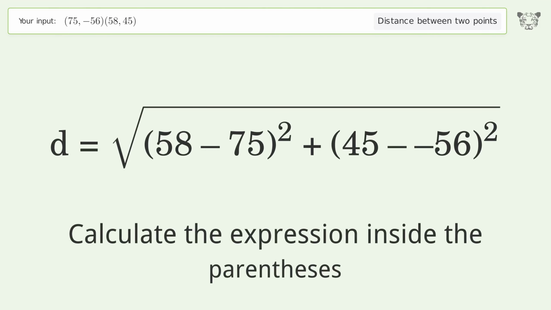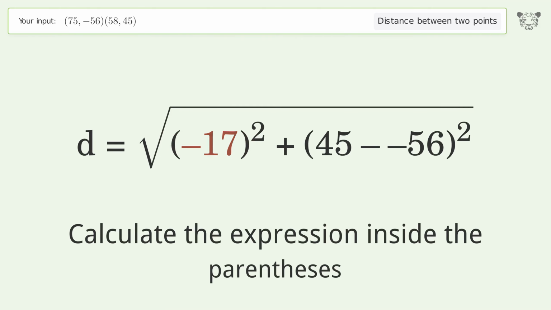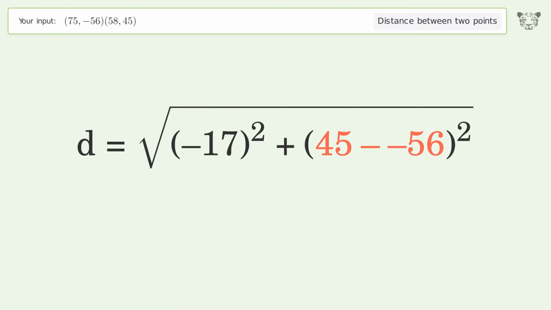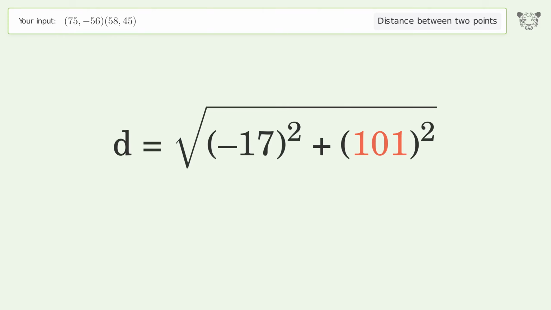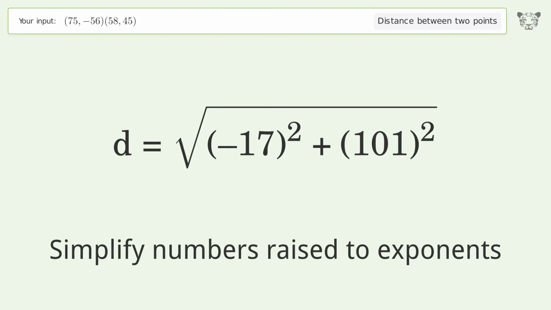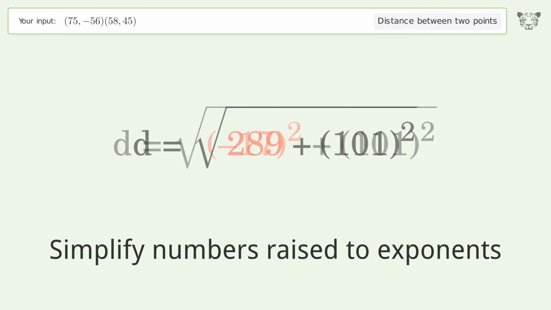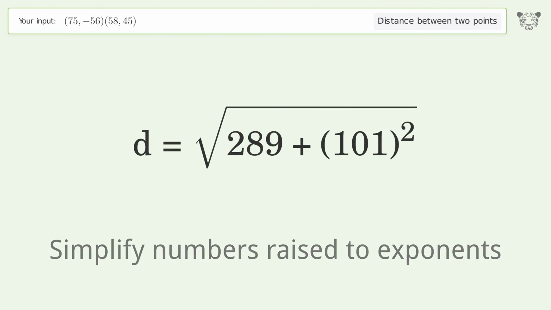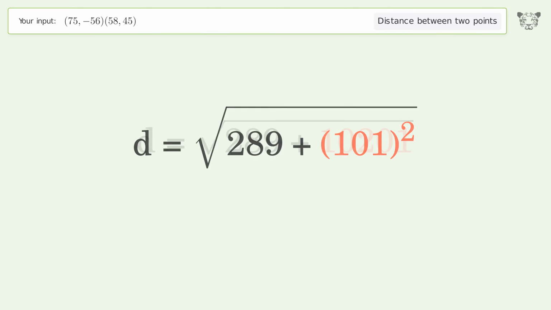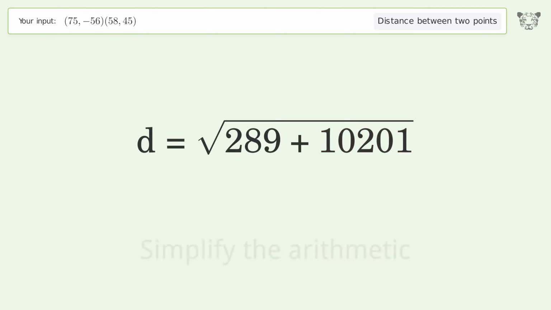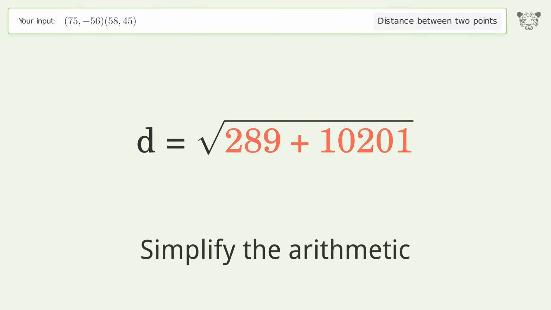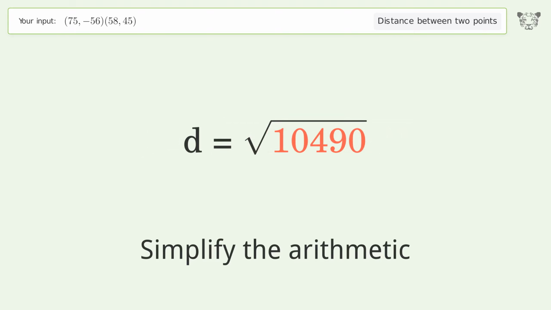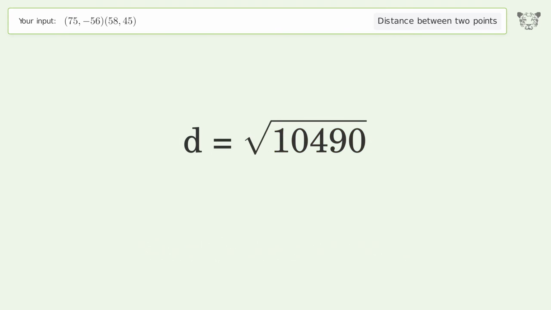Calculate the expression inside the parentheses. Simplify numbers raised to exponents. Simplify the arithmetic. And so the distance between the 2 points is the square root of 10,490, or 102.421.